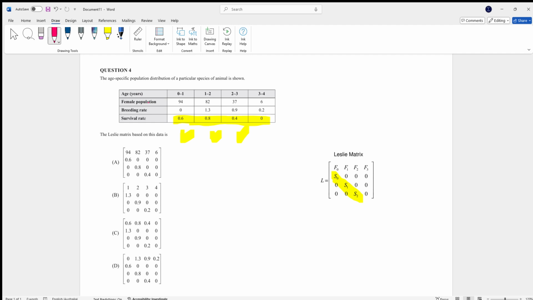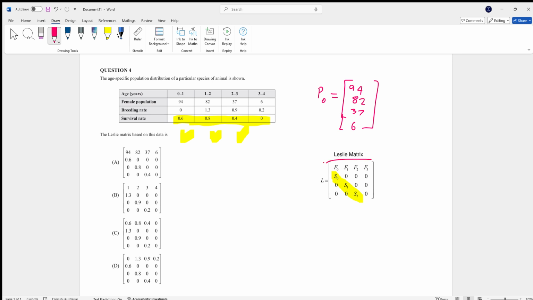Now, the female population is not relevant to the Leslie matrix. You would have to write it as a separate population matrix, okay? So the initial population matrix would be 94, 82, 37, and then that 6. That's not included in the quote-unquote Leslie matrix, okay?